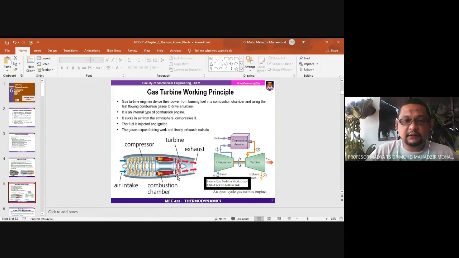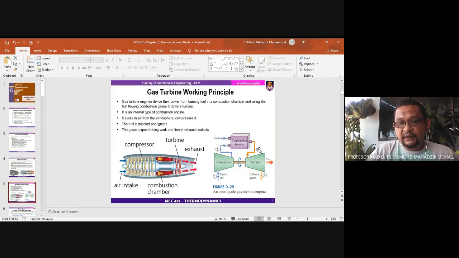Actually, to operate the combustion in the combustion chamber, you have to turn the compressor first. When the compressor turns, it will suck the air from in front of the engine into the compressor, and then it goes to the combustion chamber. It will turn the turbine, and then the turbine automatically will create a thrust and also rotate the compressor in front of the combustion chamber. So it helps to make energy.